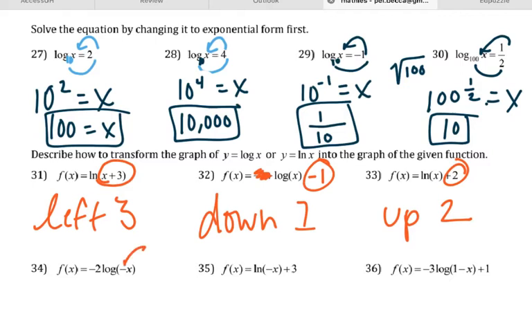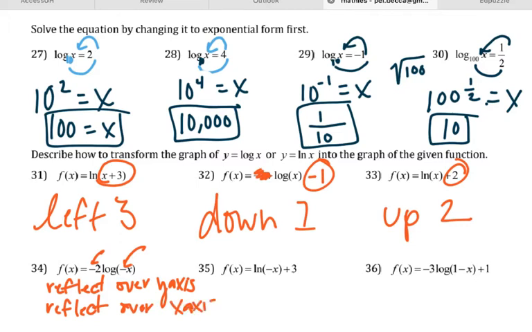Now this here, the negative with x, we said in the last worksheet that this is a reflect over the y-axis. A negative in the front is a reflect over the x-axis. Notice this is not -2 plus log. This is -2 times log, which is different from what happened here. So in number 34, a number in front is called a vertical stretch.